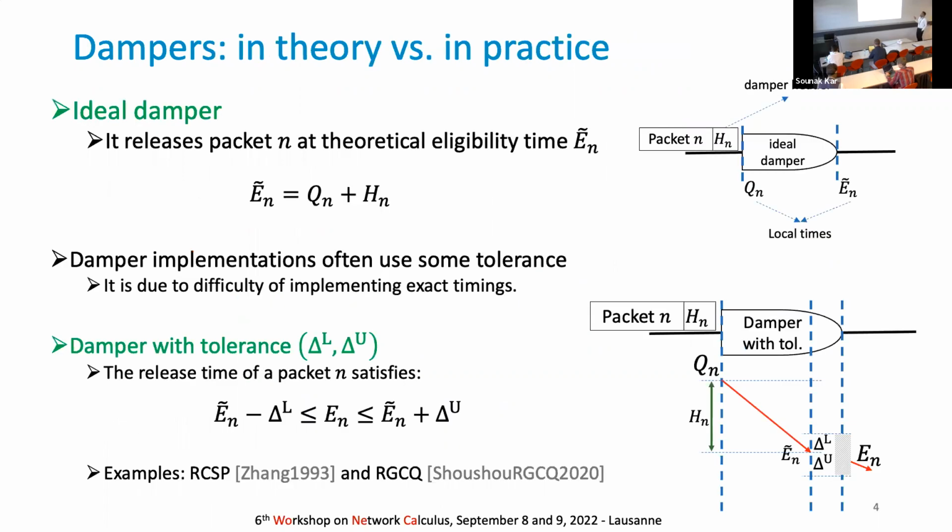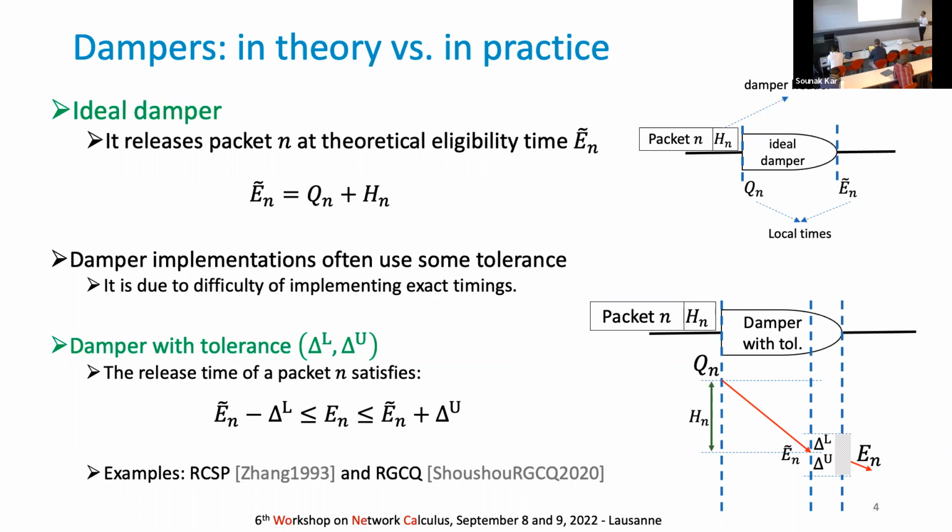So a damper in an ideal case: when a packet arrives, it takes the arrival time and adds the damper header to it, and it computes some eligibility time at which the packet is then released. So this would be the ideal case. However, because of implementation inexactness, exact timing, and mathematical arithmetic errors, the implementation of an ideal damper is not actually possible.